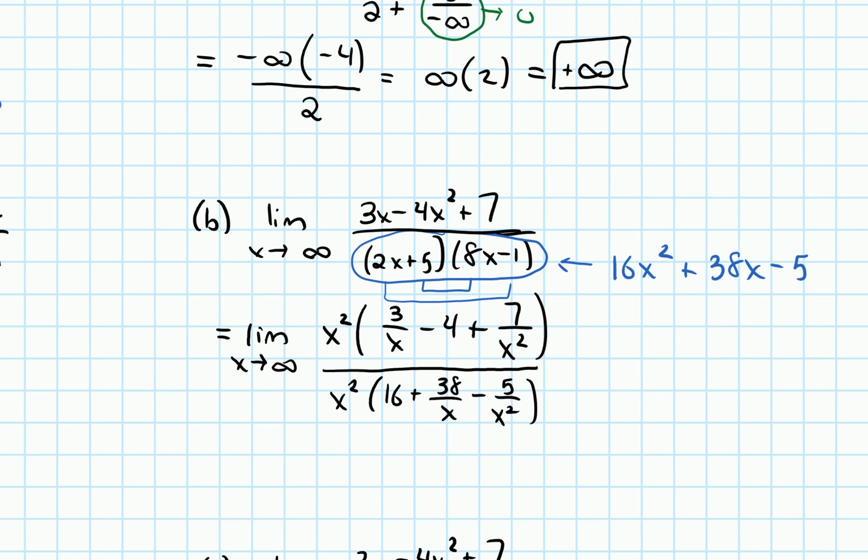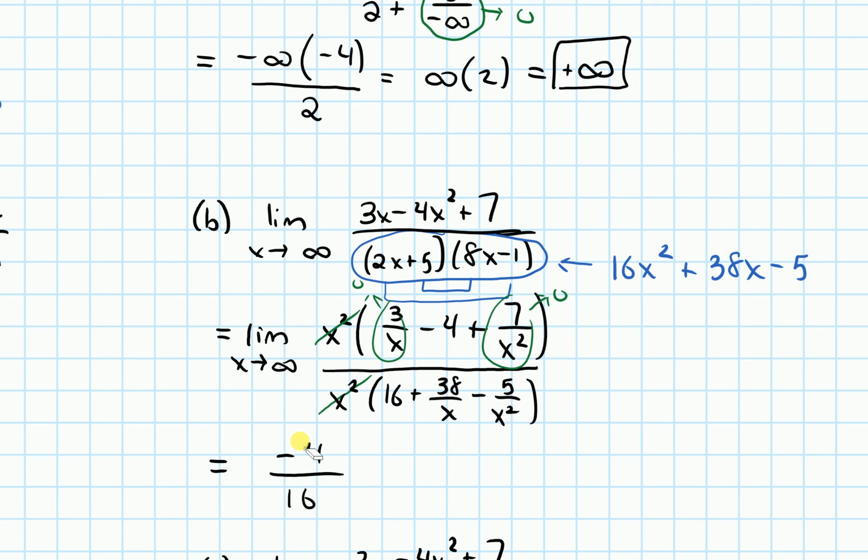At this point, we are ready to plug in. And when we plug in infinity, actually, I can cancel something first. The x squared here and the x squared there, they've been factored out, so they cancel out. Okay. And now when I plug in infinity into this, a bunch of these terms are going to get close to 0. In fact, the 3 over infinity is going to get close to 0. Same thing with the 7 over x squared, it's going to get close to 0. On the numerator, what I'll be left with is negative 4. On the denominator, what I'll be left with is 16.